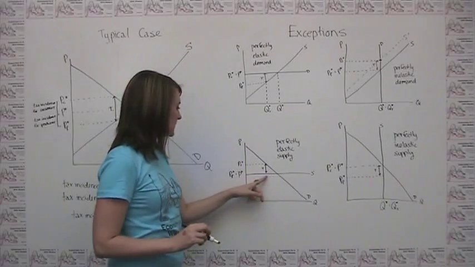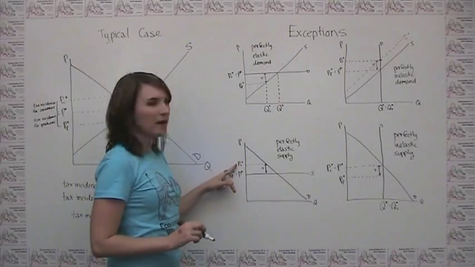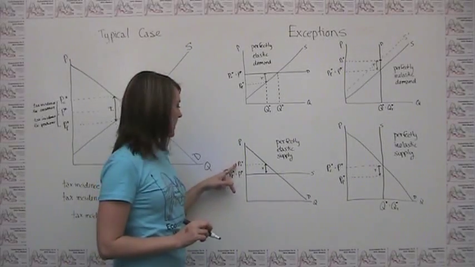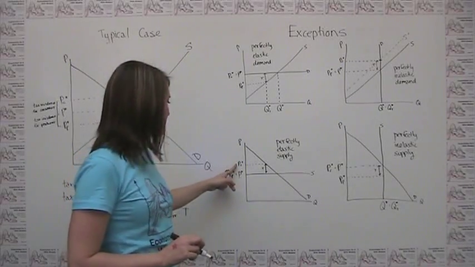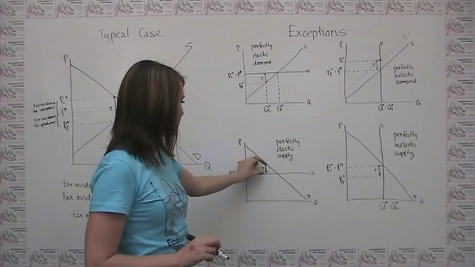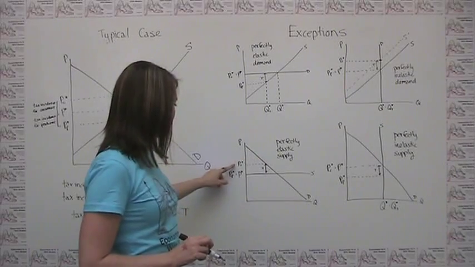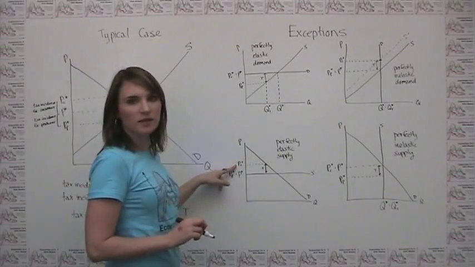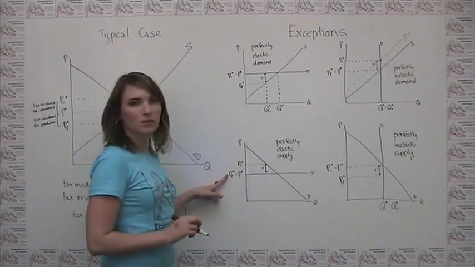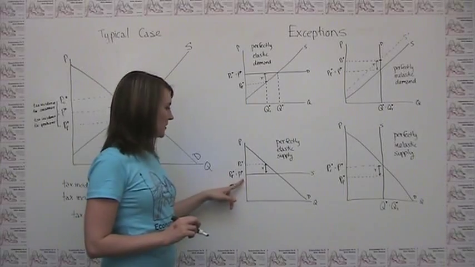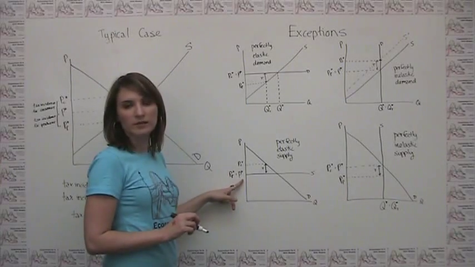And what we notice is that, like we had in the last case, the entire tax gets passed on to the consumer. Because when we put our tax wedge in place, we notice that the price to the consumer goes up by the entire amount of the tax, whereas the price to the producer stays at the original equilibrium price.